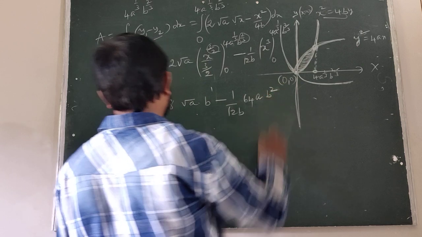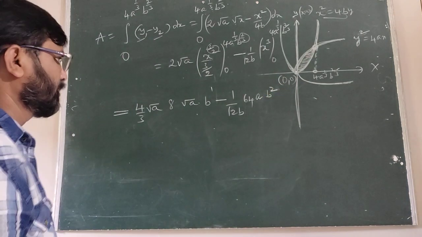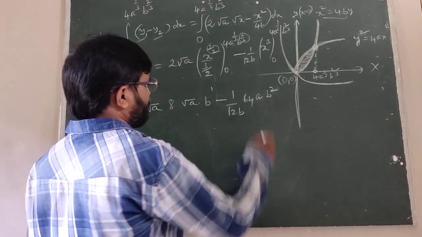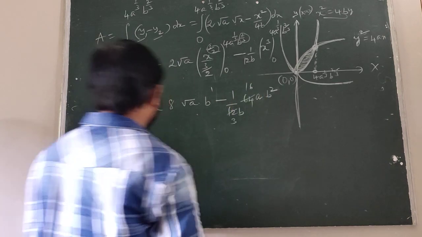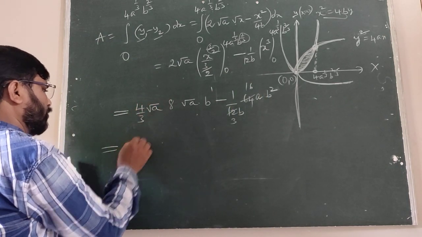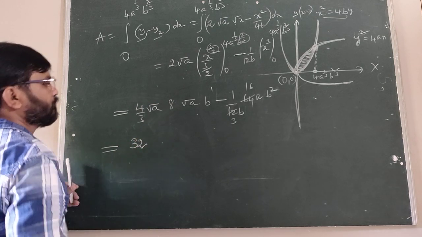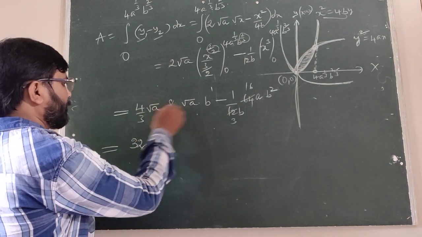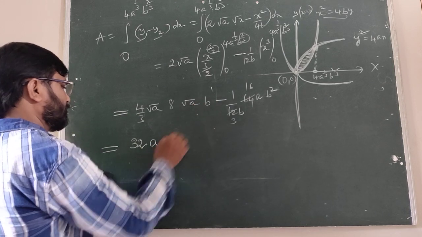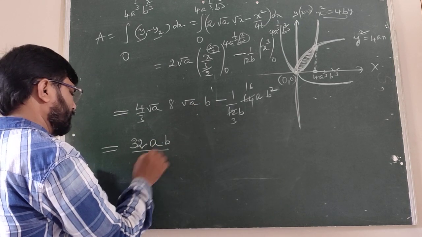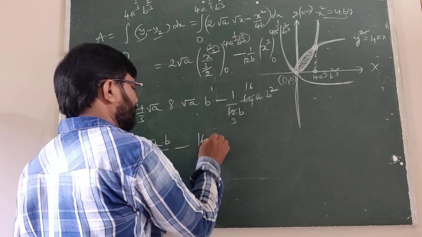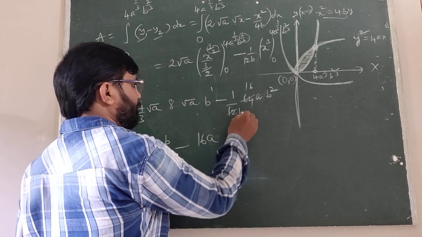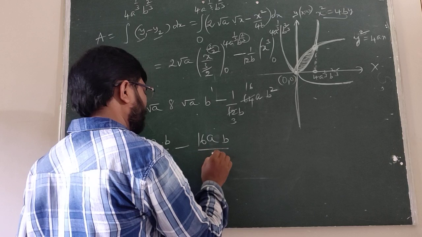After you can write here: 4 3s are 4, 16s are. Now here the remaining 8 4s are 32. Root a into root a is a. This is b by 3. Now here this is 16, a is there. Now we can write b one time, cancel: 16ab by 3.